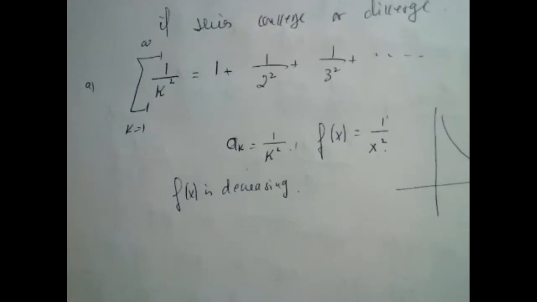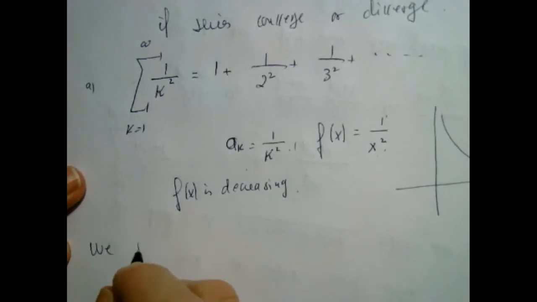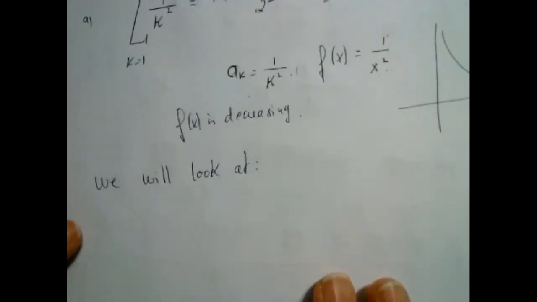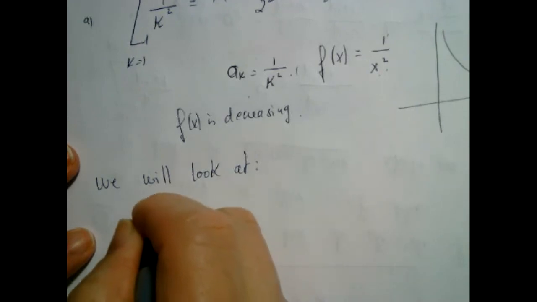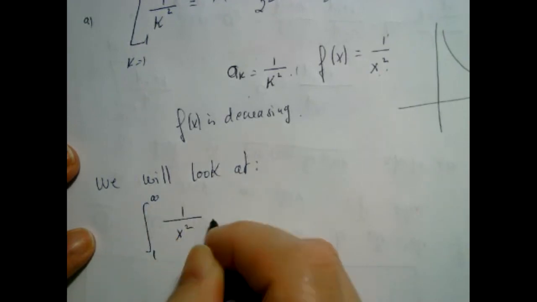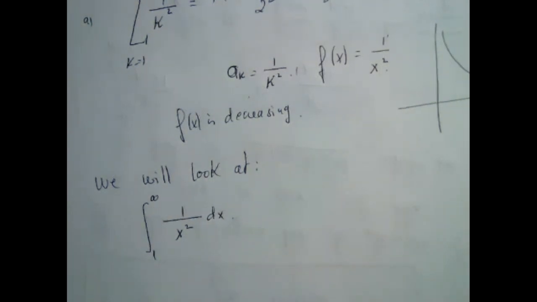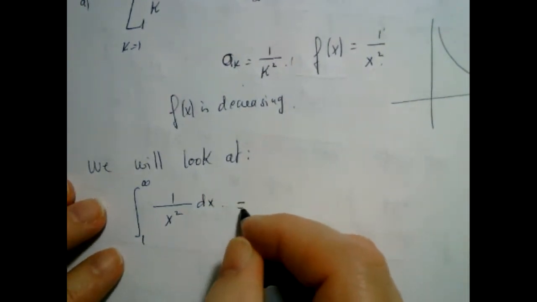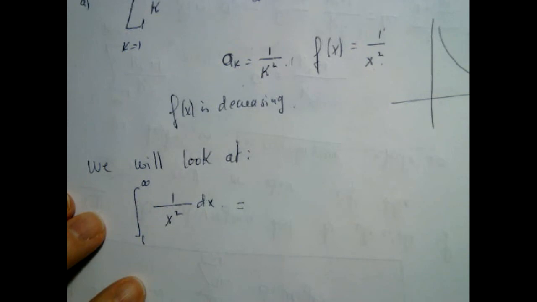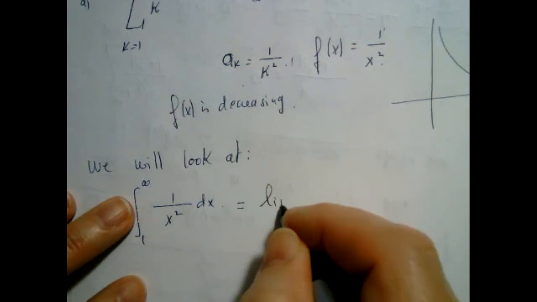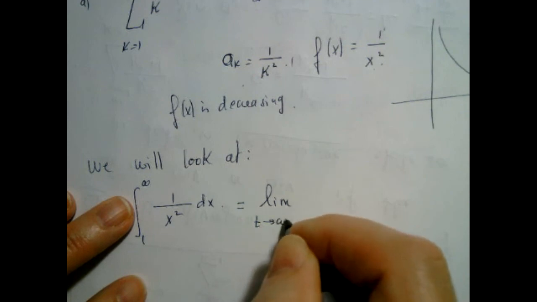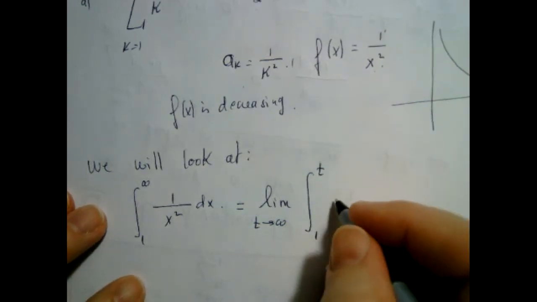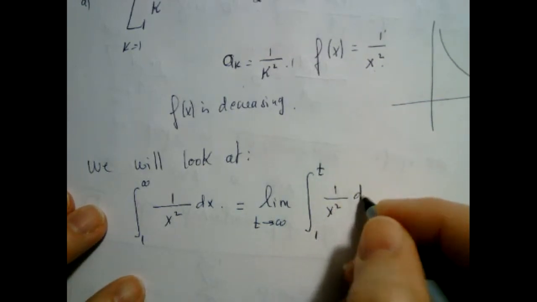So now we're going to use the integral test. We will look at the following improper integral: the integral from 1 to infinity of 1 over x squared dx. You look at this integral. If this one converges, your series will. Now let us remember the definition of this improper integral. The definition is the limit as t goes to infinity of the integral from 1 to t of 1 over x squared dx.